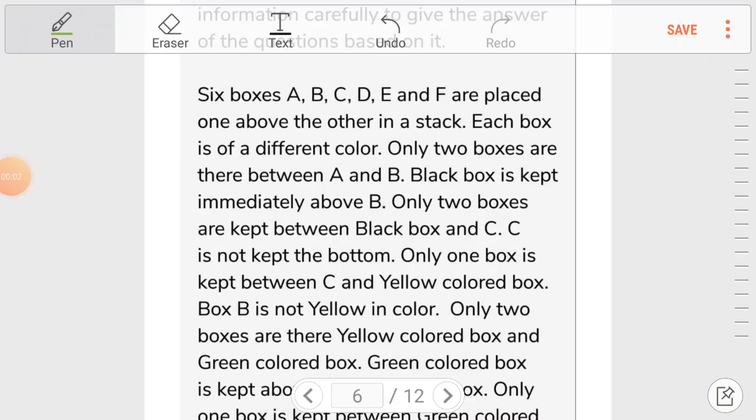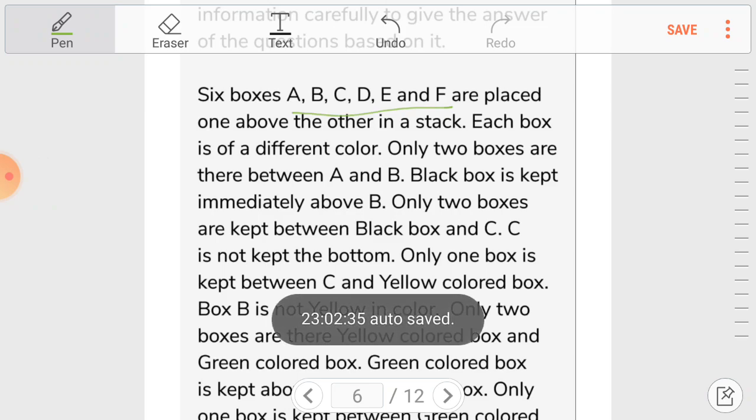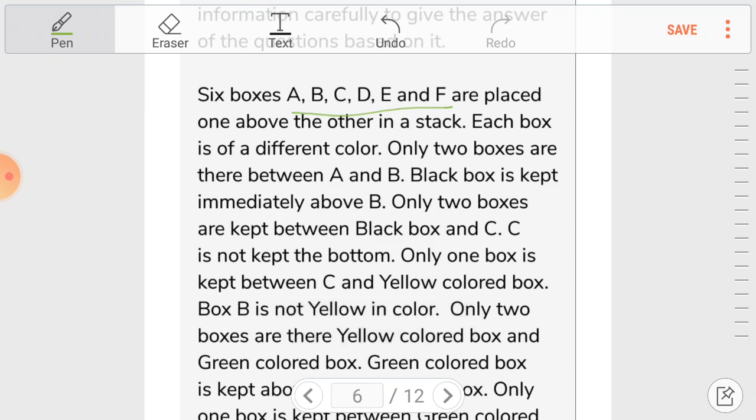Our next problem is based on arrangement, and we have to make the arrangement by the instructions given in the problem. It is given that 6 boxes A, B, C, D, E and F are placed one above the other in a stack. Each box is of a different color. So there are 6 boxes of 6 different colors. Then in the first statement, he is saying only 2 boxes are there between A and B. So there are two possible cases, that A may be above B or B above A.